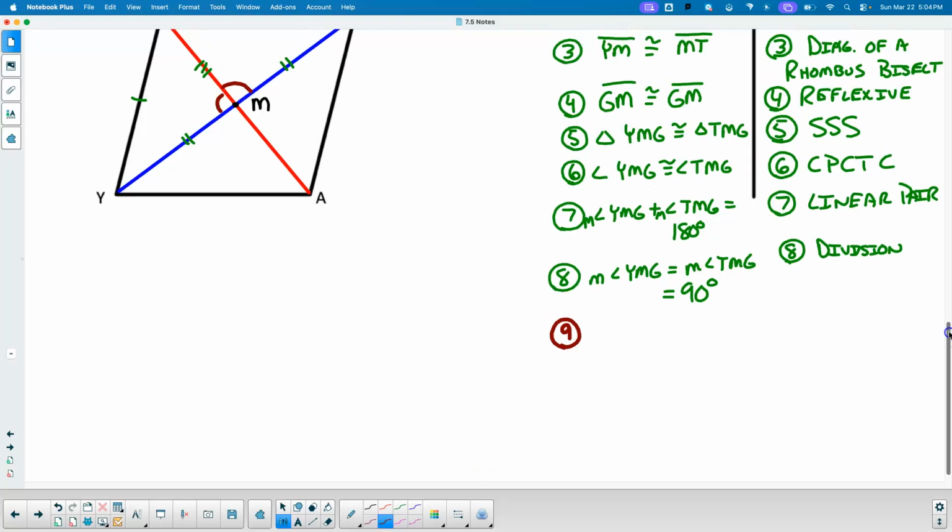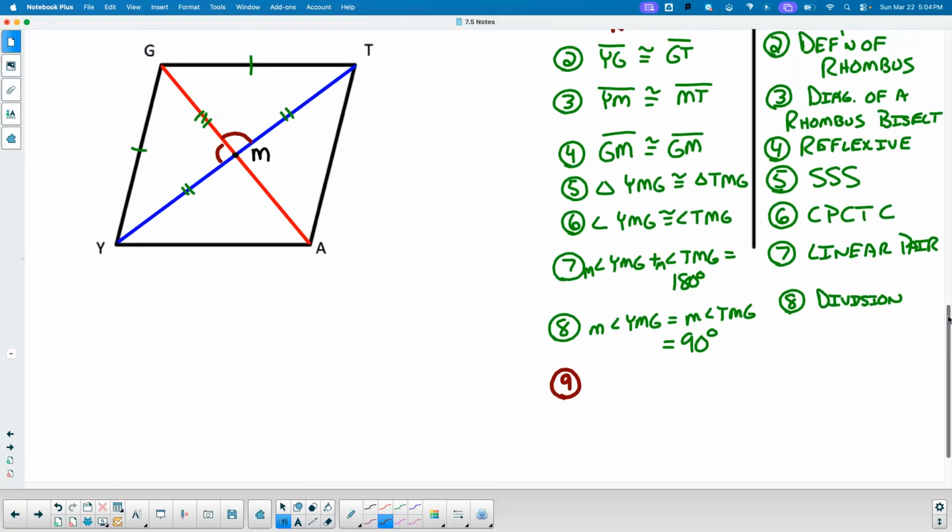And therefore, back up to my proof statement, YT is perpendicular to GA, by the definition of being perpendicular.